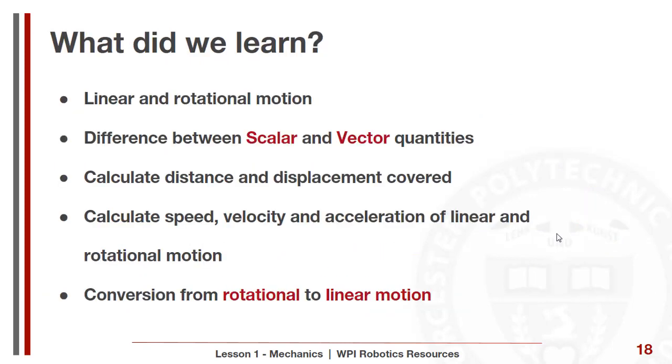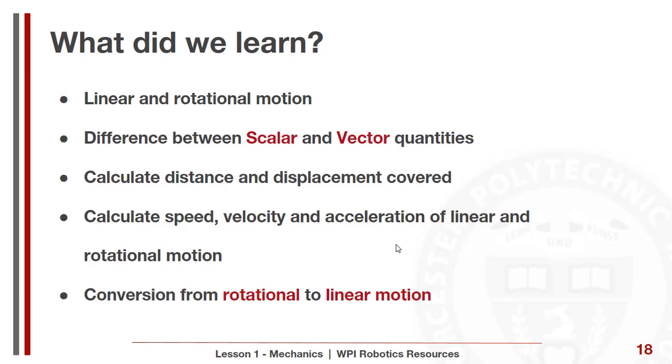All right. So what did we learn in this lesson? I hope that this was a recap for most of us, and also, I hope that those who are being introduced to this concept for the first time found this lesson to be accessible. First of all, we talked about linear and rotational motion. We then looked at the difference between scalar and vector quantities. We did some exercises for calculating distance and displacement. And we then considered and calculated speed, velocity, and acceleration of both linear and rotational motion.